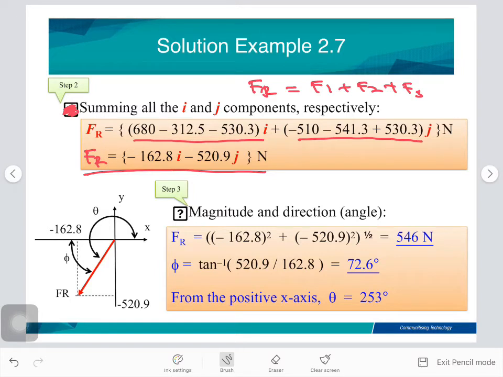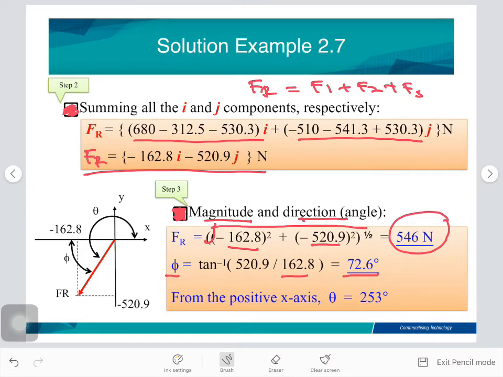And then for the magnitude of the force resultant and direction angle, we can use this formula: the square root of FRx squared plus FRy squared. So you have the magnitude for the force resultant is 446 Newton, and this is the direction angle. So the angle is 420.9 divided by 162.8. So this is the 72.6.